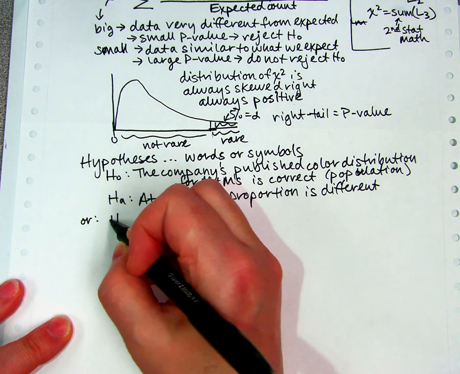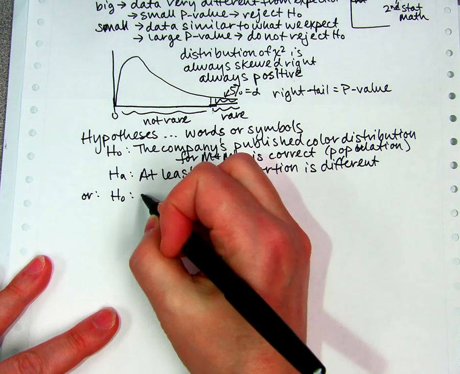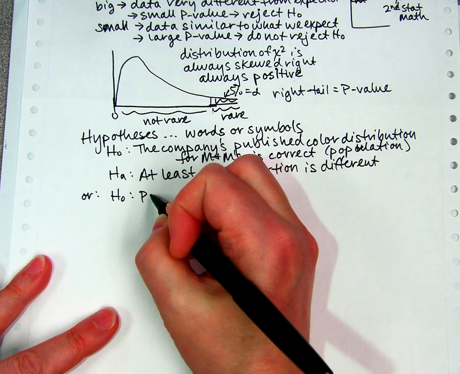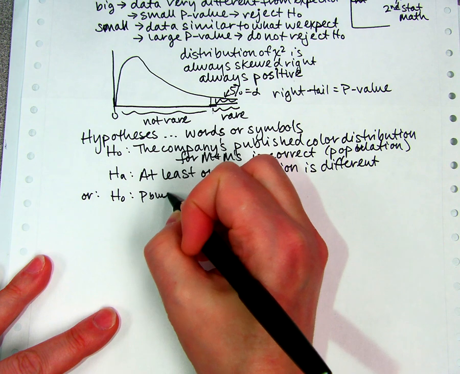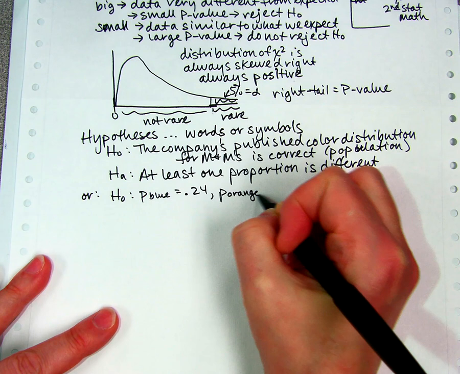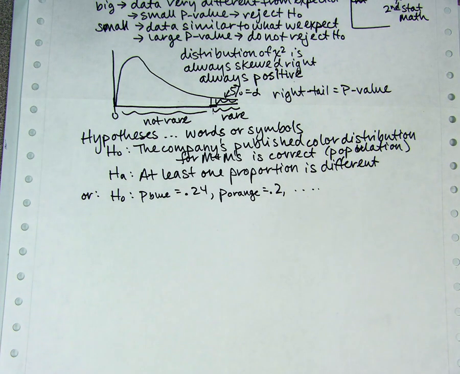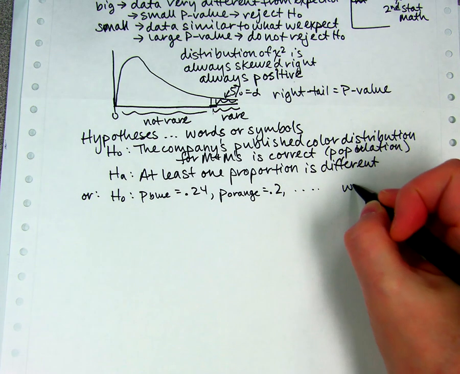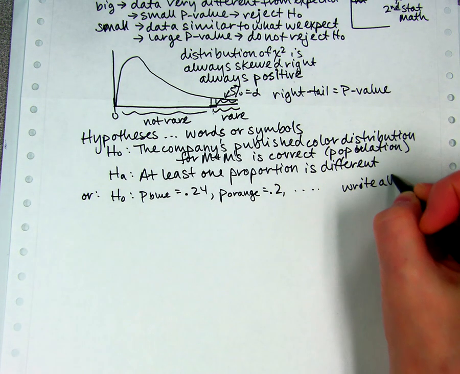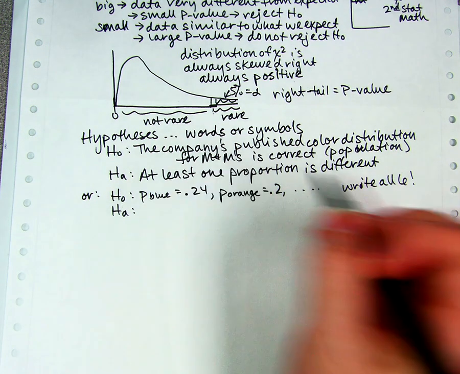Or you could do it in symbols. If you're doing it in symbols, I actually think it's more of a bother this way because there's a lot of proportions here. With M&M's colors, there's 6 different colors. So you'd have to write one of these for every color. So you'd have to write the proportion of blue is 0.24 and the proportion of orange is 0.2 and all of that. Most of the time it's easier to say, look, here's a table and my null hypothesis is the table is correct rather than write them all out. You'd have to write all 6 of them if you were doing this method. And then the alternate is that at least one of these is not the same.